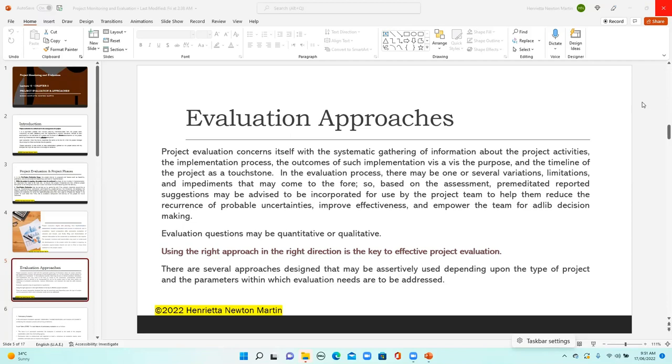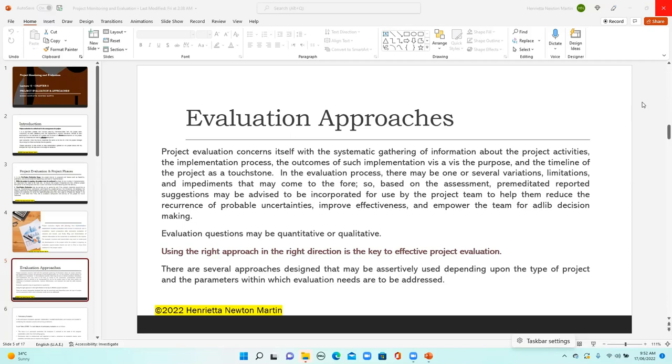So therefore, I would say that using the right approach in the right direction is the key to effective project evaluation. Why? Project evaluation is a significant task. Theoretically speaking, if you read in different management books, they say project evaluation is a novel idea, and it came into the world somewhere way back in the 1960s, started in different parts of the world. Of course, USA is always at the fore of all these things. They said it started in USA somewhere in the 1960s. However, I would say that evaluation is actually an age-old theory. It has existed from time immemorial, but they just did not give the word evaluation to it.